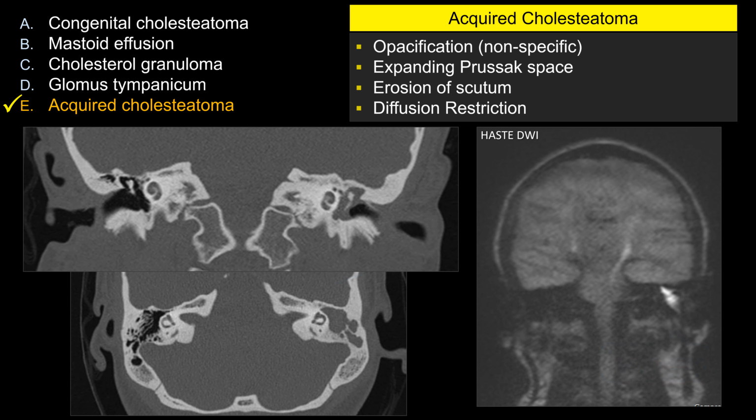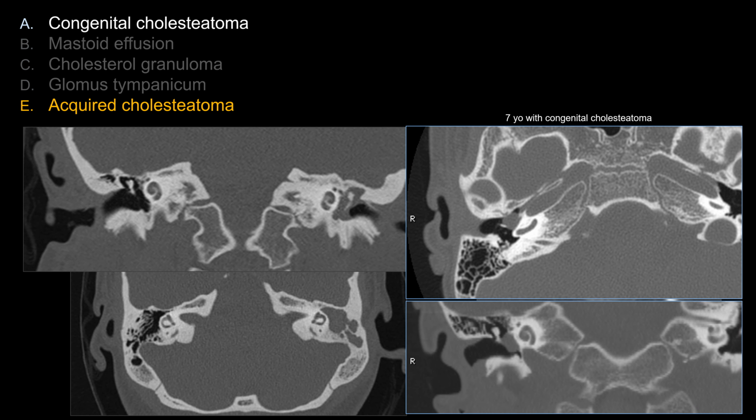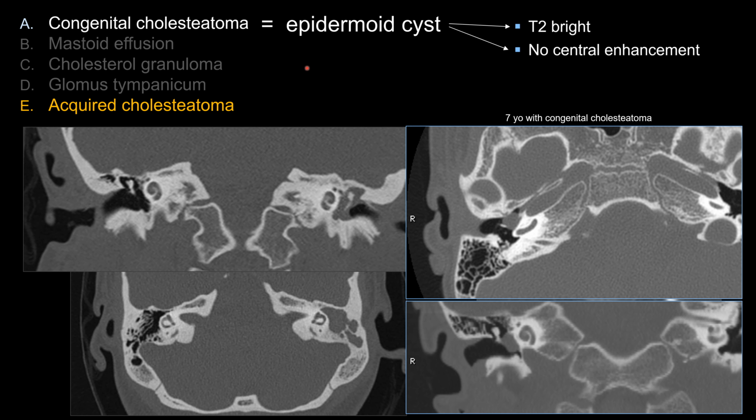So that's cholesteatoma. Let's talk about some of the choices that do not work as well in this case. Congenital cholesteatoma is coming from intraosseous inclusion of ectoderm. So in theory, they can occur anywhere within the middle ear or in the scapes or in the temporal bone. But elsewhere, we just refer to them as epidermoid cysts. They are identical to epidermoid cysts, which means that they should look exactly like epidermoid cysts in that they are bright T2. They should not have central enhancement unless it's infected. They may have thin peripheral enhancement, and they show a lot of restricted diffusion, just like any other epidermoid cyst.